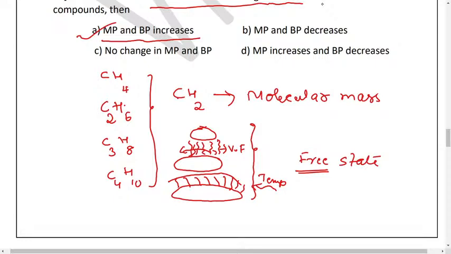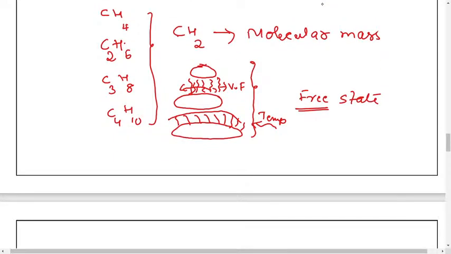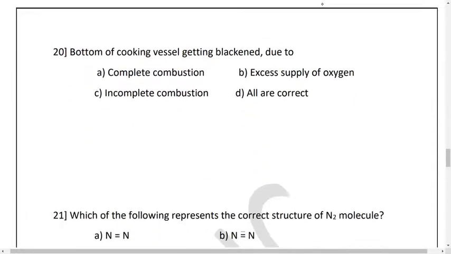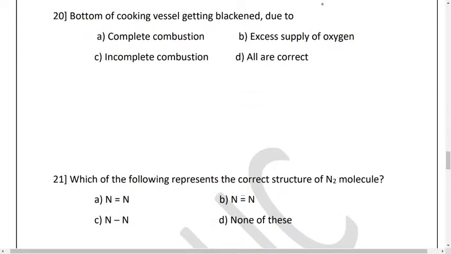Now let us check the next question. Dear students, let us check the next question. The question number 20. What they have given in question number 20? Bottom of cooking vessel getting blackened. Bottom of the cooking vessel gets blackened due to. Now the options they have given here are complete combustion, excess supply of oxygen, incomplete combustion. Now all are given as options.